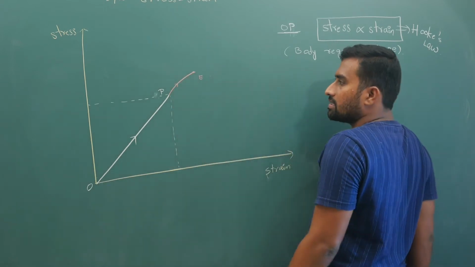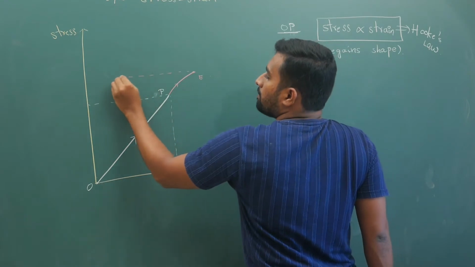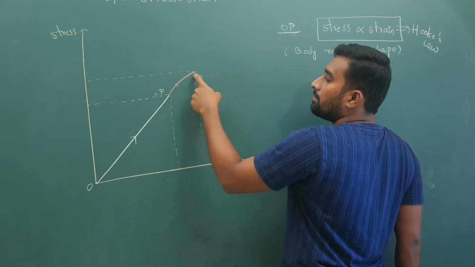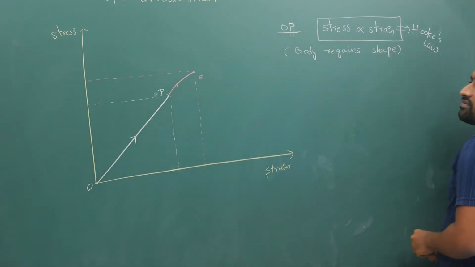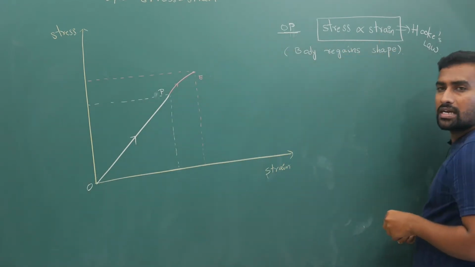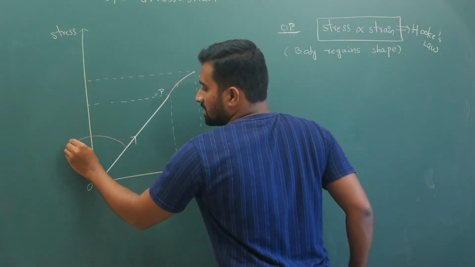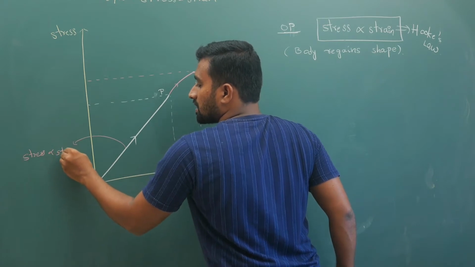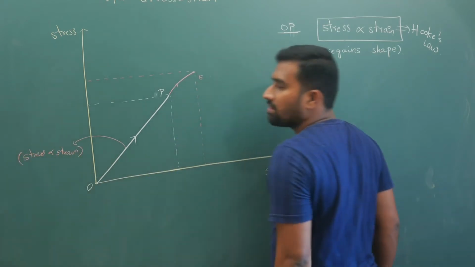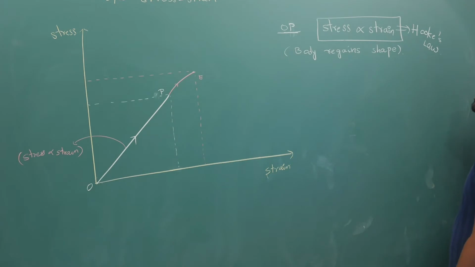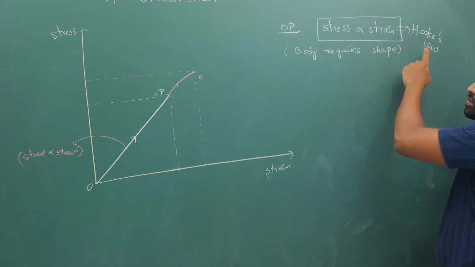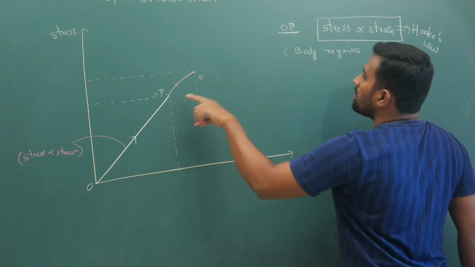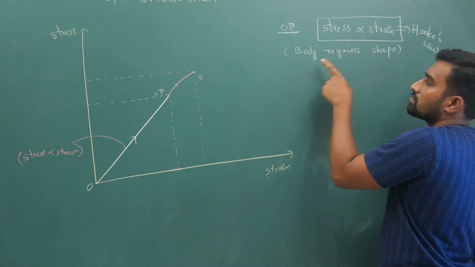Now after P there will be one more point E, present in the curve like this. From O to P, stress is directly proportional to strain. This is the experimental graph given by scientists, and it is the basis for Hooke's law. From O to P your stress is directly proportional to strain and the body will regain shape.